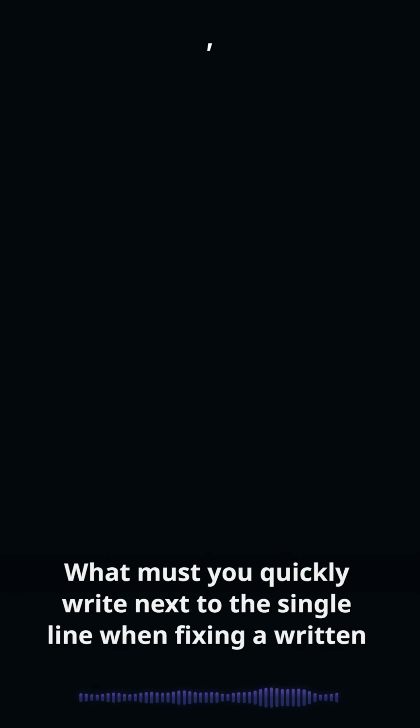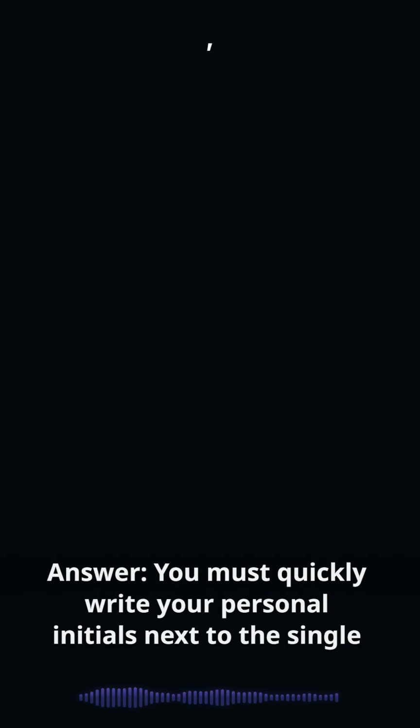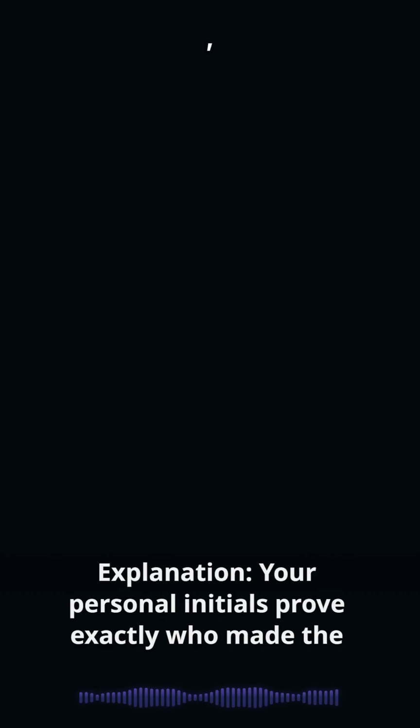111. What must you quickly write next to the single line when fixing a written mistake? You must quickly write your personal initials next to the single line, showing you fixed the error. Your personal initials prove exactly who made the little correction on the paper chart that specific day.